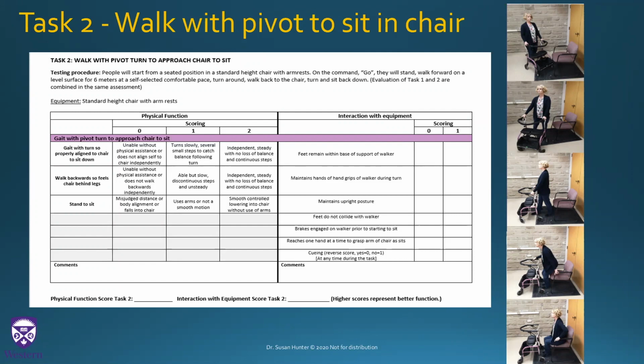That their feet do not collide with the walker as they execute the turn, that they engage the brakes on the walker prior to sitting, and that they reach one hand at a time to grasp the chair as they sit down. Again, cueing, if you need to ensure that the person actually executes appropriate tasks, then with the cueing, they get 0 marks because you had to provide the safety guidance.